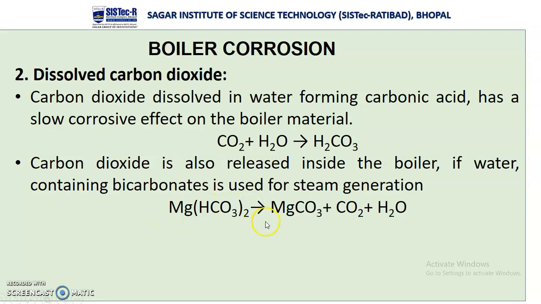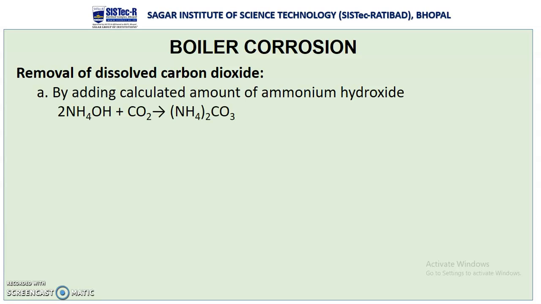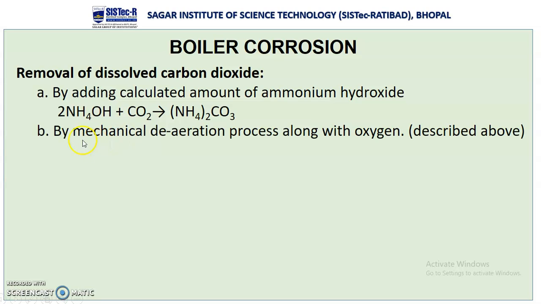When magnesium bicarbonate decomposes, it gives carbon dioxide and leads to the corrosion of boiler metal. Now removal of dissolved carbon dioxide. The chemical method means addition of a calculated amount of ammonium hydroxide. It forms ammonium carbonate after the reaction with carbon dioxide. The second method is the mechanical deaeration process, along with oxygen as described earlier.